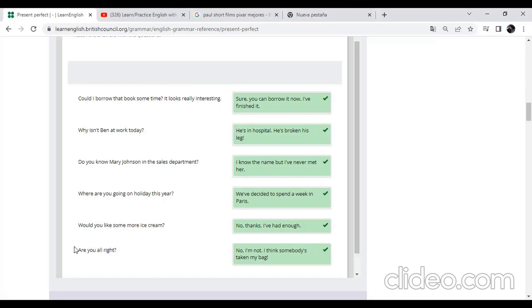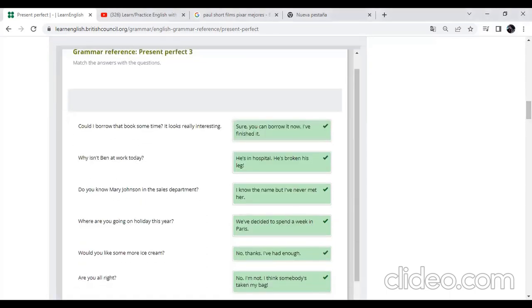This is has. So I think somebody has taken my bag. Exactly. And why is has and not is? Because in present perfect, we have to use the verb have and the past participle. Exactly. Good job. Good explanation. Now, let's continue with this one. Okay.